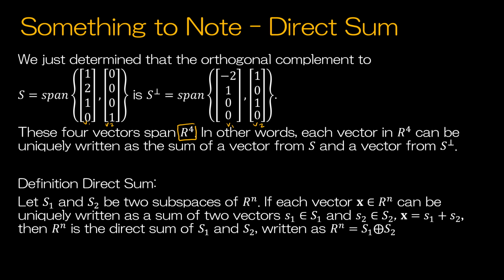So again, that's called a direct sum. A direct sum says let S1 and S2 be two subspaces of Rn. If each vector can be uniquely written as a sum of two vectors, one from S1 and one from S2, where x is equal to the sum of those two vectors, then Rn is the direct sum of S1 and S2, which means we can get to every single vector in Rn from the direct sum. Notice the notation.